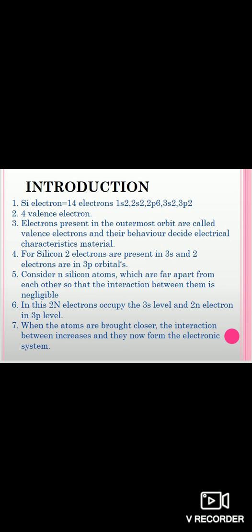Consider n silicon atoms which are far apart from each other, so that the interaction between them is negligible. In this case, 2n electrons occupy the 3s level and 2n electrons occupy the 3p level. When the atoms are brought closer, the interaction between them increases and they now form an electronic system.